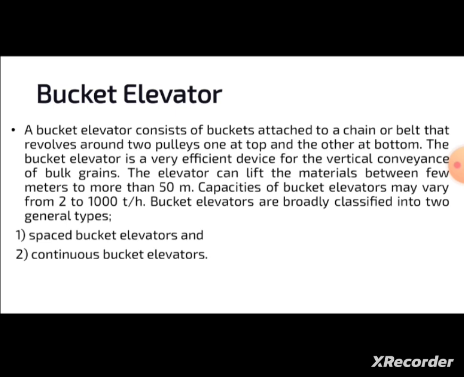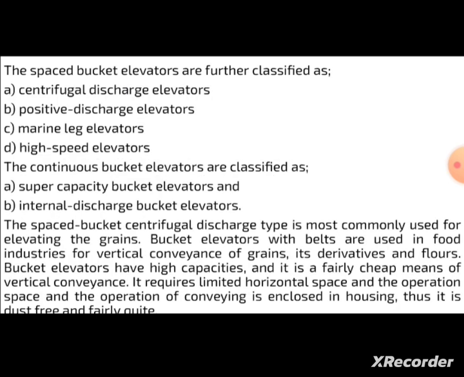So next one will be bucket elevators. Bucket elevators consist of buckets attached to grains or belt that revolves around two pulleys, one at the top and the other one at the bottom. It's an efficient device for the vertical conveyance of bulk grains. They are classified into two types: spaced bucket elevators and continuous bucket elevators.